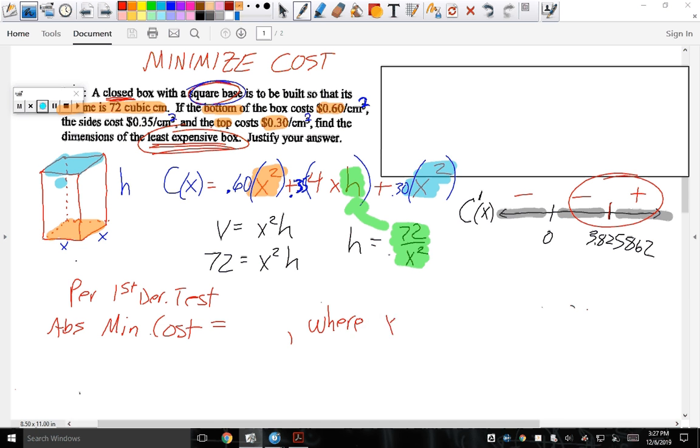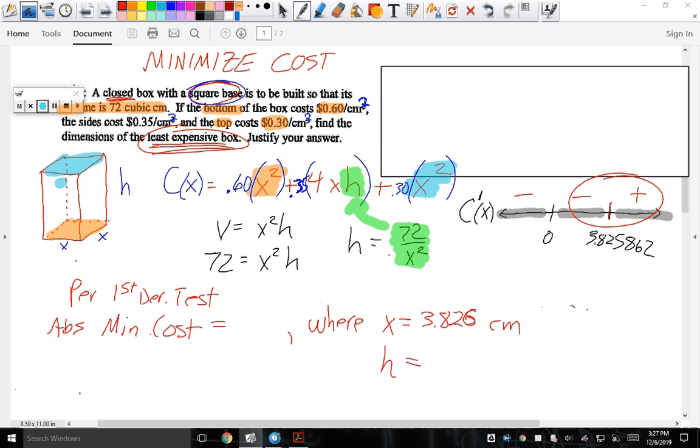When or where x equals 3.825, and you could round this to 6, because this is an answer right now, you can round it to 3 decimal places. Okay. Centimeters. And what? H equals whatever. H equals whatever I get, right?